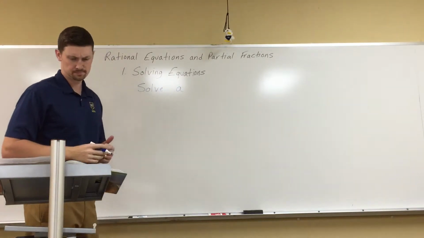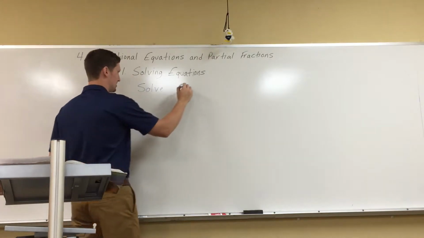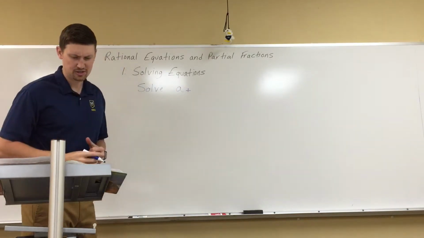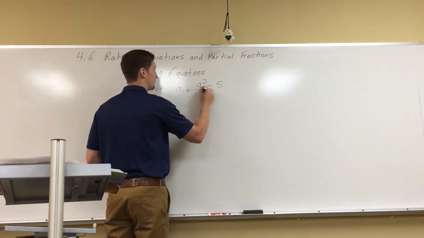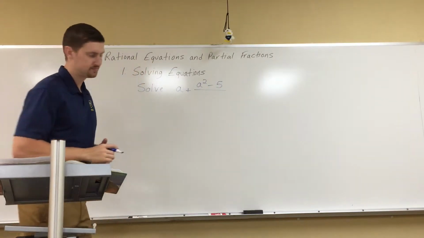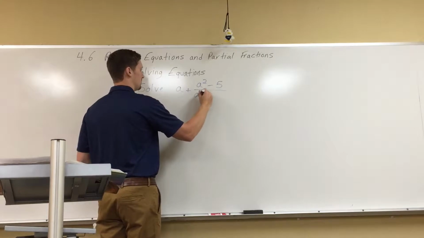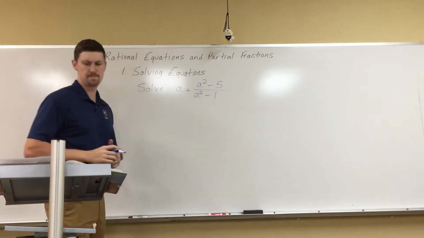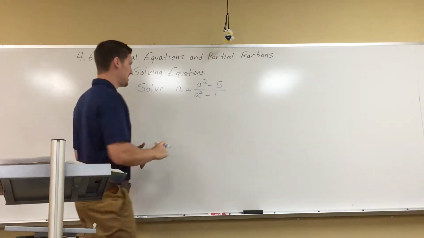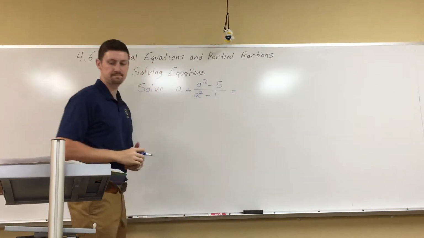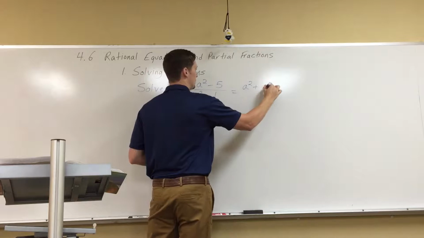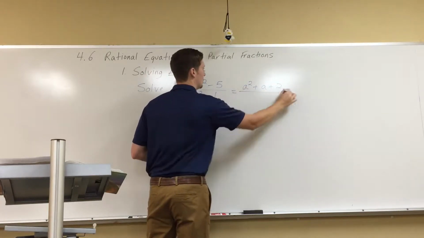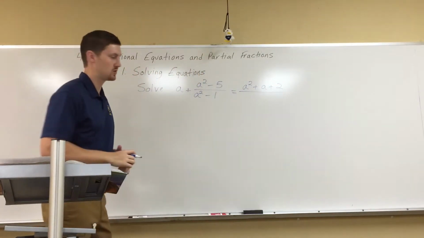a plus, here's a fraction, a squared minus 5 over a squared minus 1, equals, there has to be an equal sign if it's an equation, a squared plus a plus 2 over a plus 1.